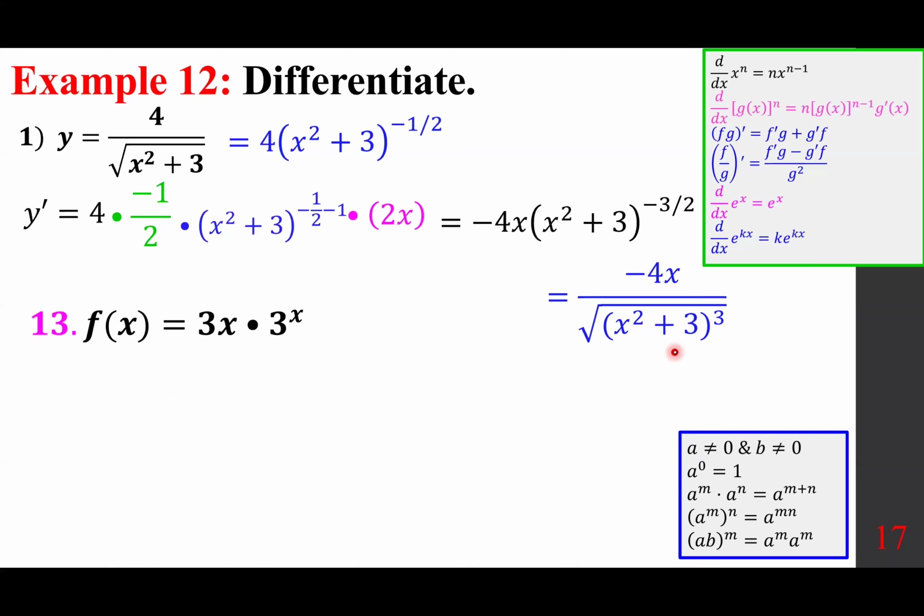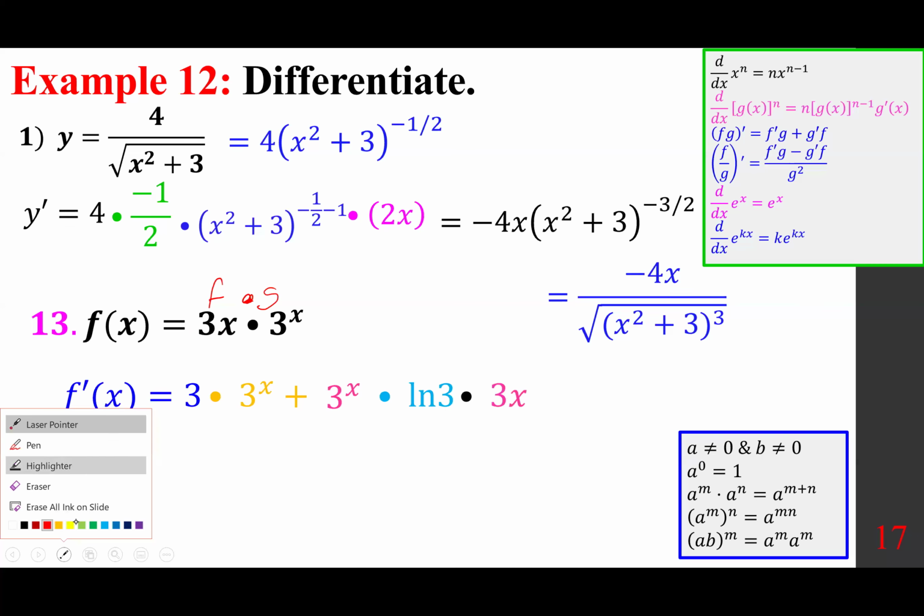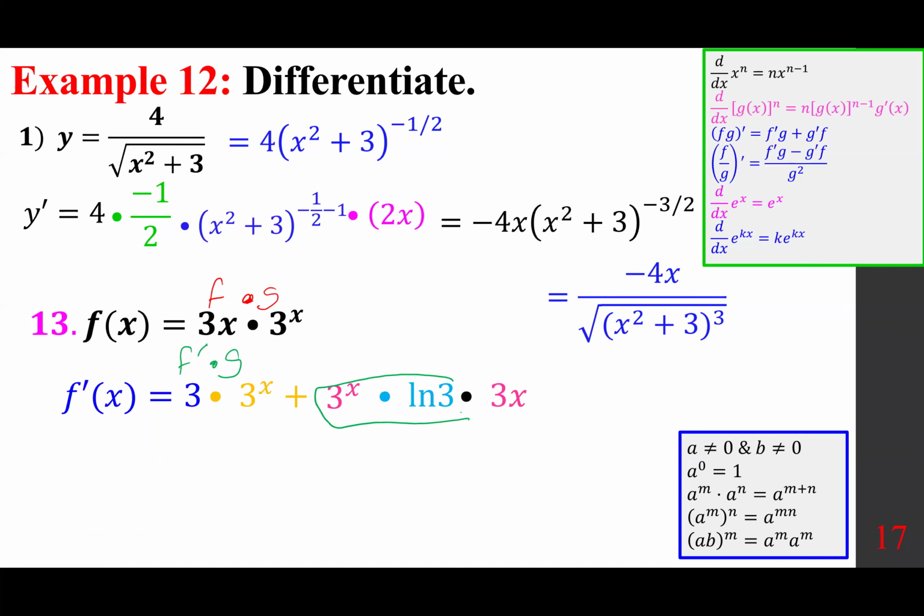What about 3x times 3 to the power of x? Again, product rule. f prime is 3 times g, which is 3 to the power of x, plus now g prime. The derivative of any exponential, first, it's itself. Then you look at the base, because it's not e, ln 3. You're done with that. Now times f, 3x. So f prime g plus g prime f.